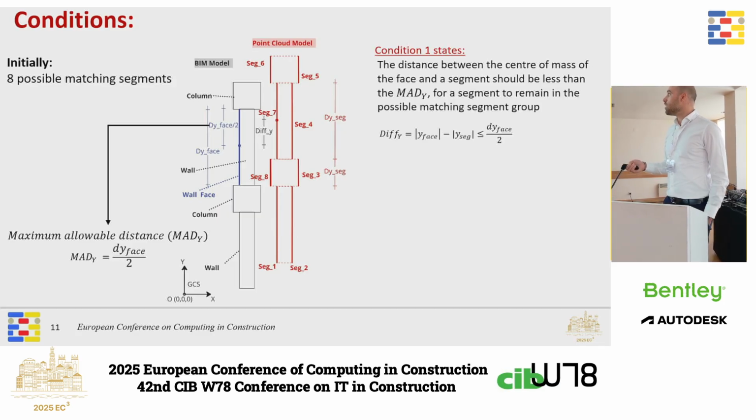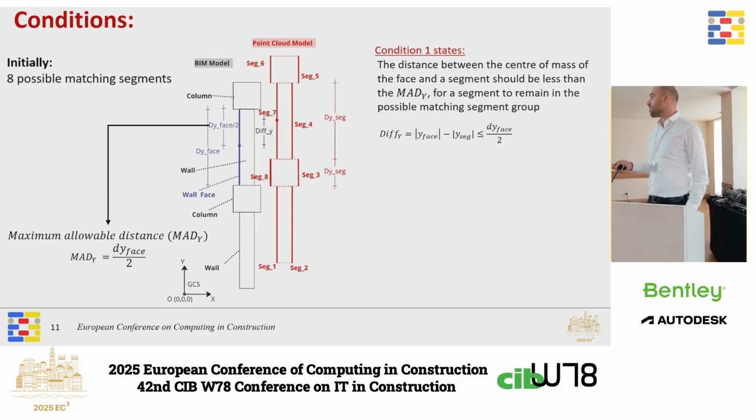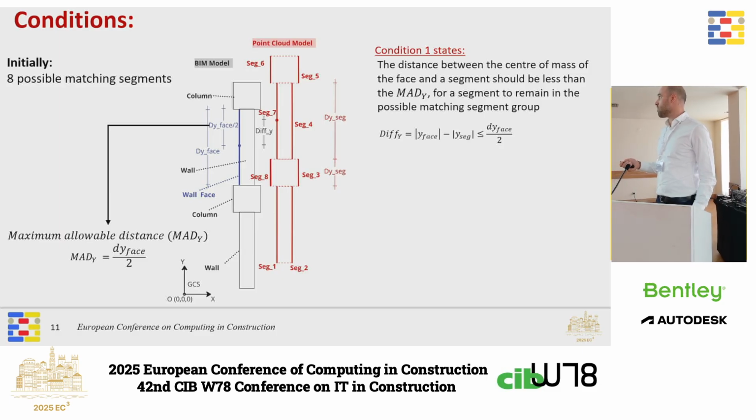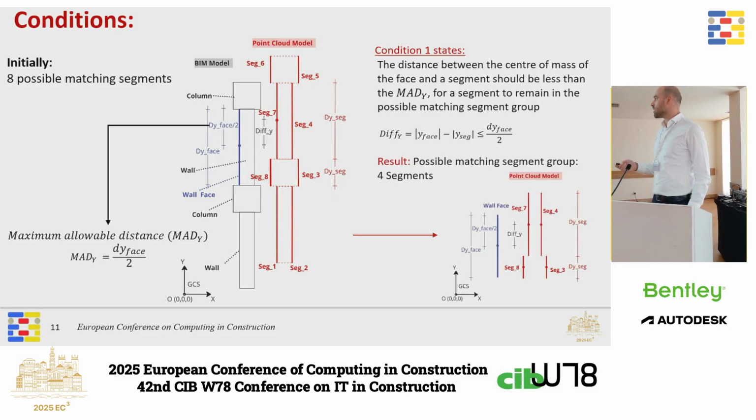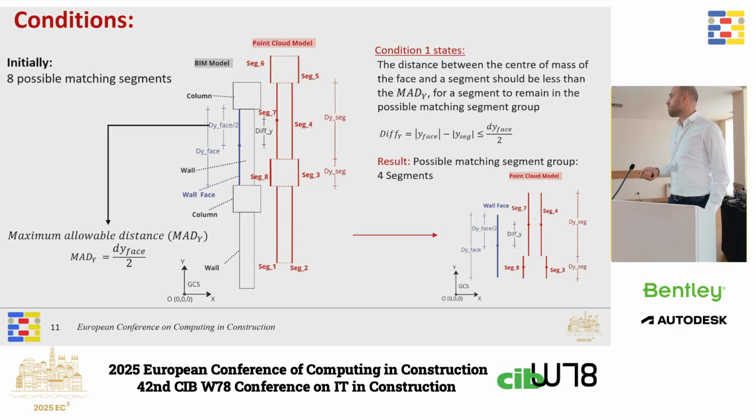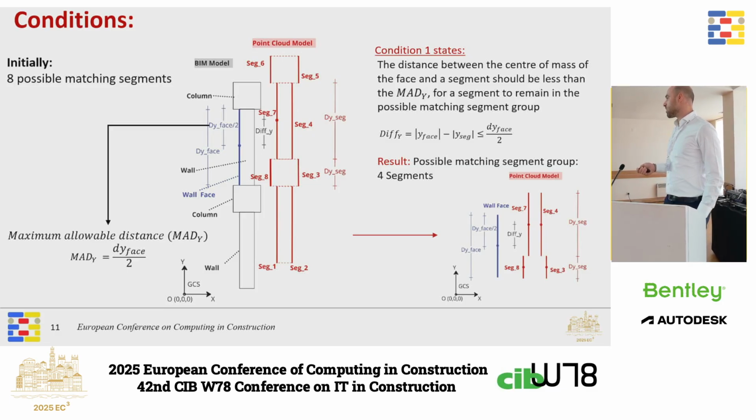And we say in condition 1 that the distance between the center of mass of a segment and the phase should be less than this maximal orbital distance for a segment to remain in the possible matching segment group. So after we have applied this condition, we have managed to reduce our possible matching segments into 4 for this phase.